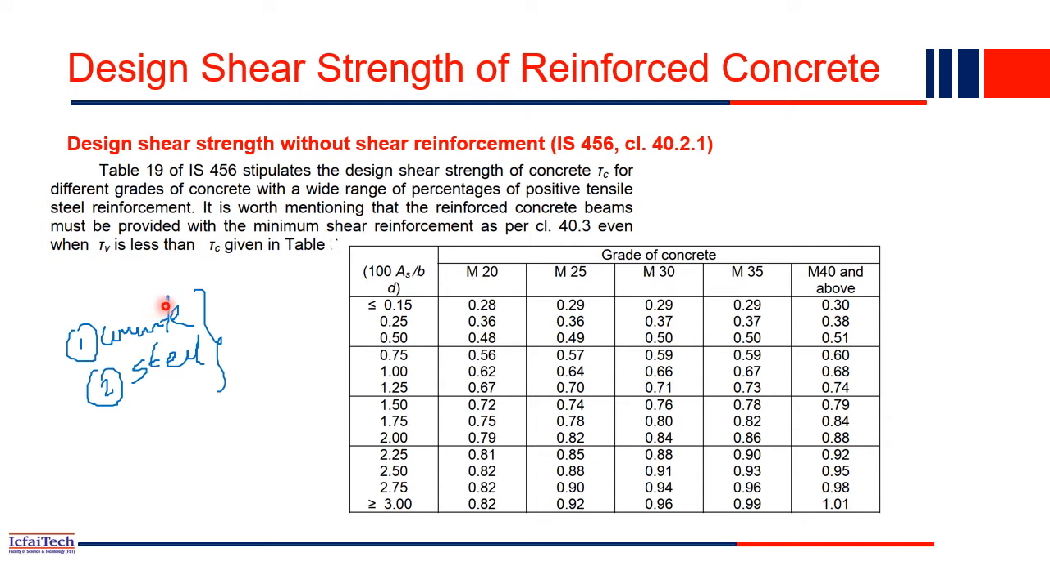Whenever shear force is applied on a beam, concrete will take some of the shear force, because concrete can take a small amount of shear force, as well as the steel, the longitudinal steel provided at the bottom, which can also take some extent of the shear force. So whatever shear force is applied, some portion will be taken by the concrete and some portion by the longitudinal steel, right? And if there is any excess, if there are more shear stresses, then we have to provide stirrups.